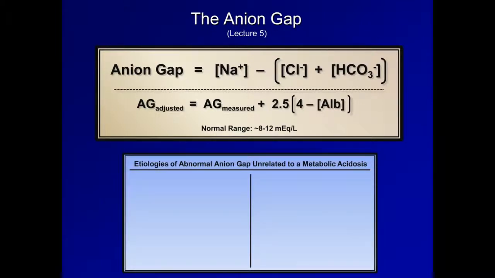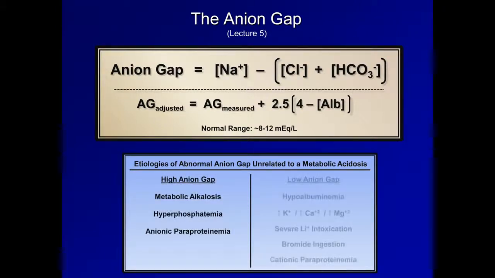There are a number of conditions that can cause abnormal anion gaps in the absence of a metabolic acidosis, both those that cause a high anion gap and those that cause a low one. Of these, as implied before, hypoalbuminemia is the most important.